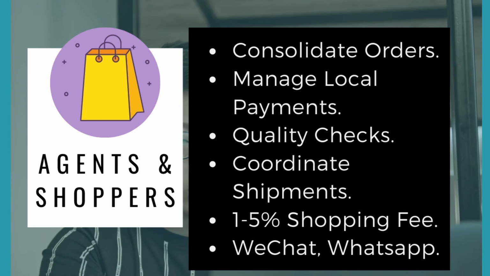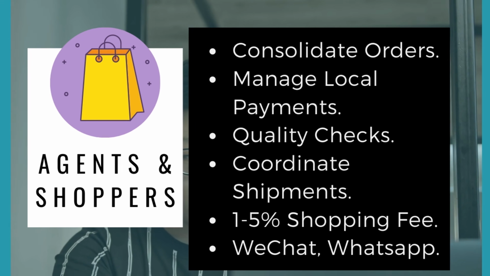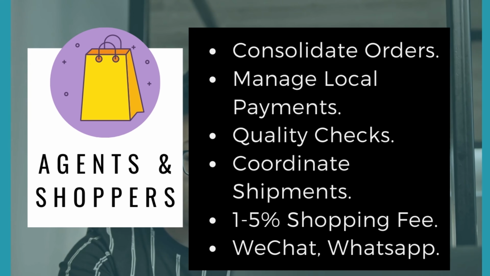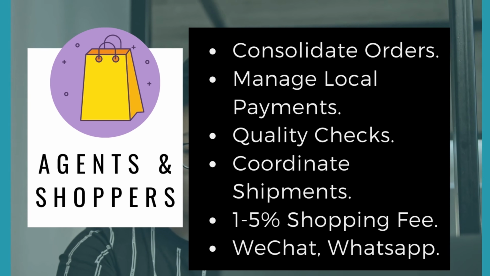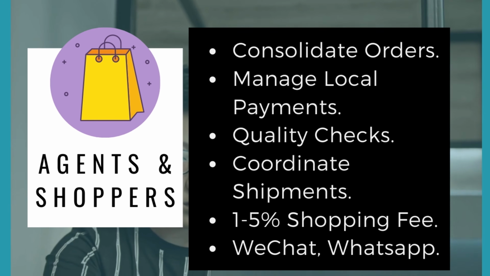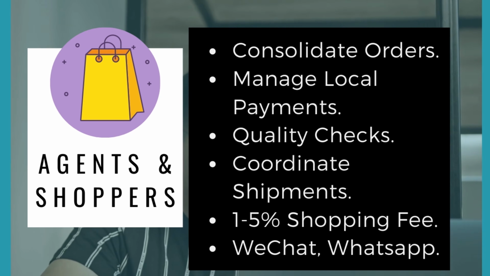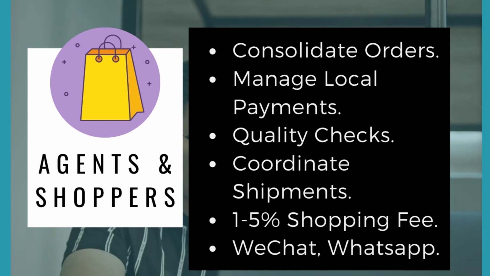There are lots of Chinese agents and shoppers out there, and their main job is really to help you to buy products from 1688. So they'll help you to consolidate your orders if you're buying from different suppliers. On 1688, they actually help you to manage local payments. So you send them money and then they're able to make the payment for you. You can send the money via Payoneer if they have a Payoneer account, if you've got WeChat, or if you've got Alipay. But basically you may actually have to use what are called RMB agents. I'll talk about that a little later.